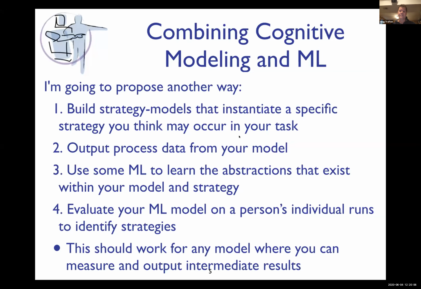And then the fourth step is to evaluate your machine learning model on a person's individual runs to identify strategy, and hopefully that will help you identify and understand strategies as they play out over a particular task. Now, I will say that this should work for any model where you can actually measure and output intermediate results. If you only have just an answer and intermediate time, it's more complicated. Maybe you could do it, but I think right now where we are is you want intermediate results.